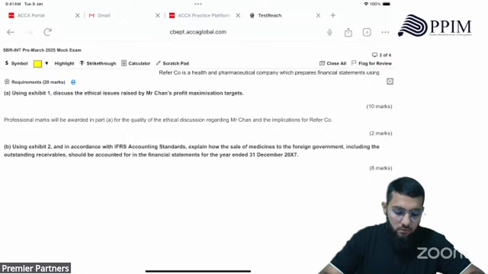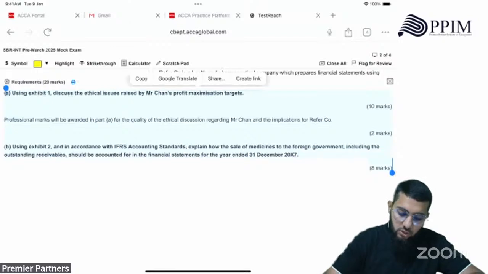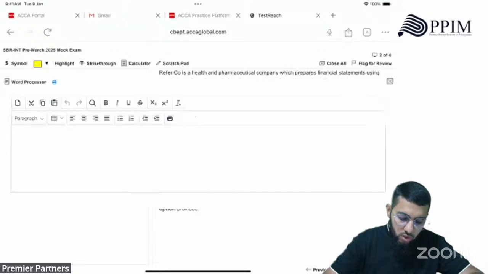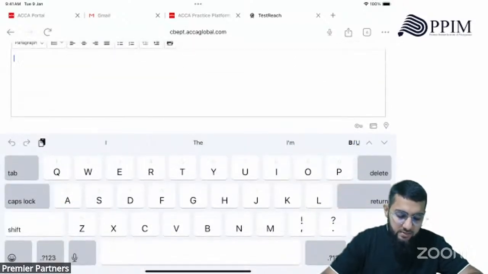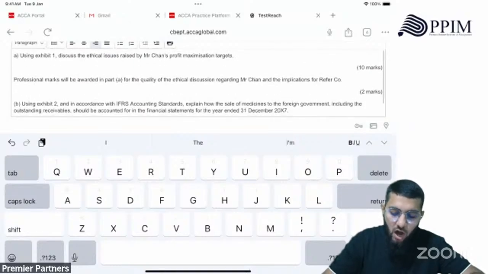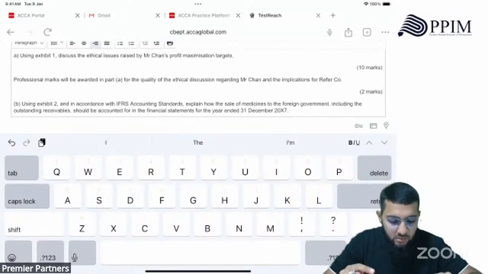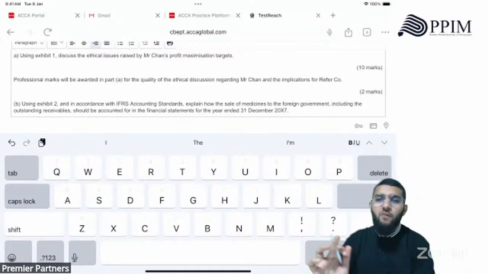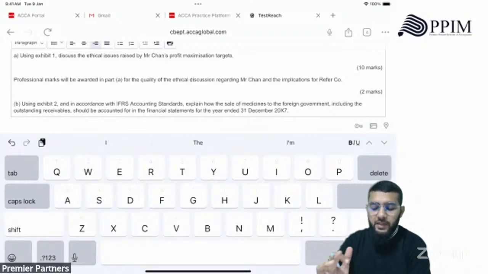Again, it's best that you always copy this entire scenario and the questions. You go to your word processor, you paste that here, right? And now you know how you need to answer, what you need to answer. Now here they're giving you 10 marks. 10 marks meaning, good. Usually we say 1 mark for 1 well-explained point.